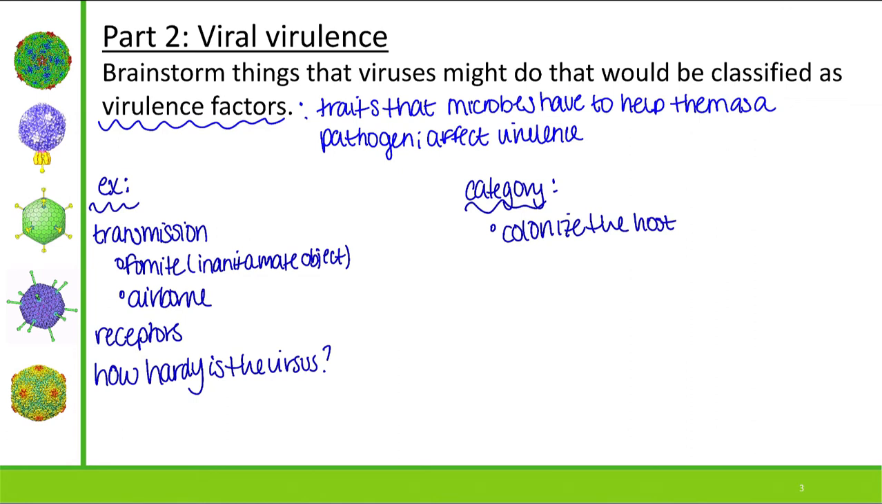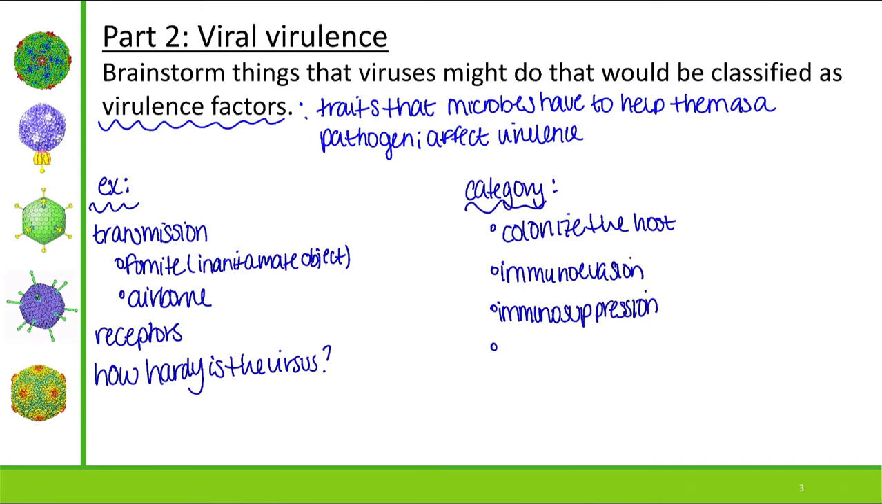So colonizing the host, how do they enter? So things like immunoevasion. Another thing that all pathogens have to do is fly under the radar. They have to somehow avoid the immune system. Sometimes some viruses also participate in immunosuppression, so we'll talk about that as well.